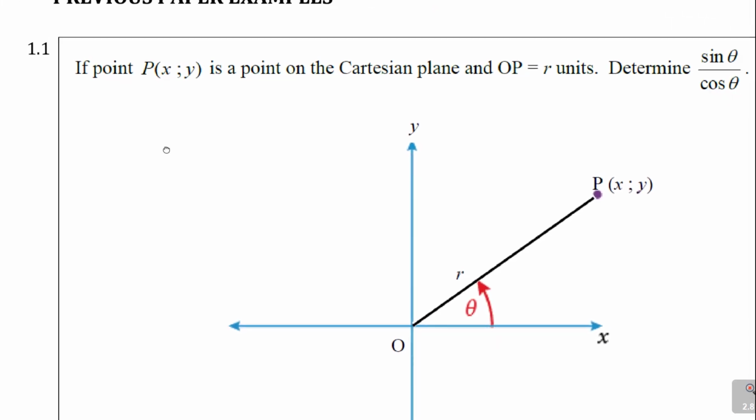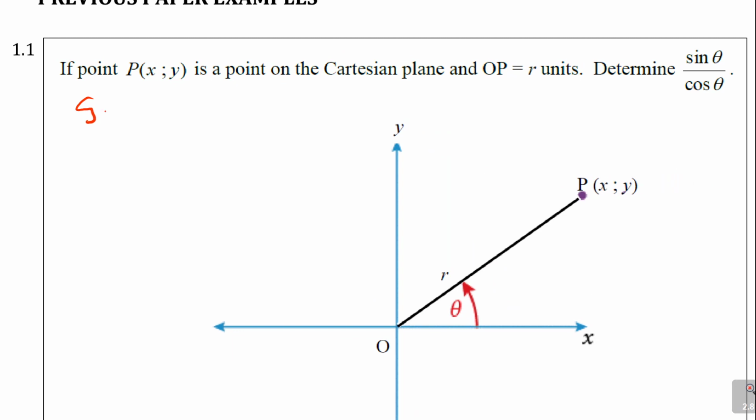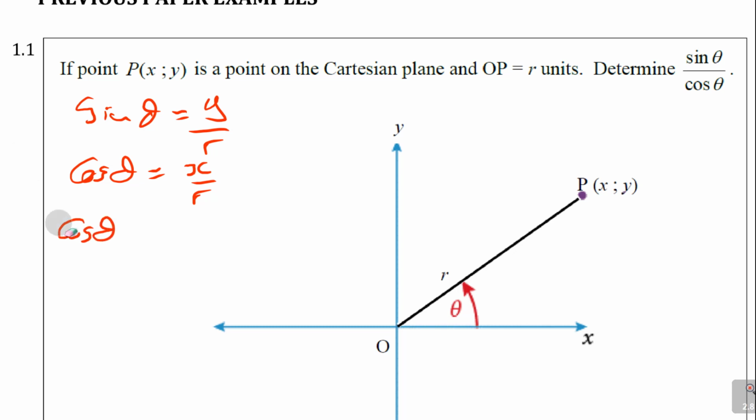So now you remind yourself that sine theta is equal to opposite, which is Y over R, and then cos theta is equal to adjacent, which is X over R. And then now they're saying sine theta over cos theta, it's better to write it like this: sine theta first, since they are dividing. Remember, it's sine theta divided by cos theta. Because they are fractions, that's the best way to write it.